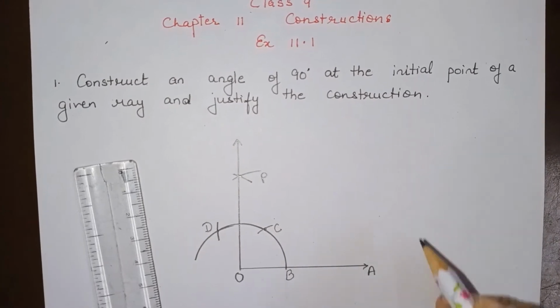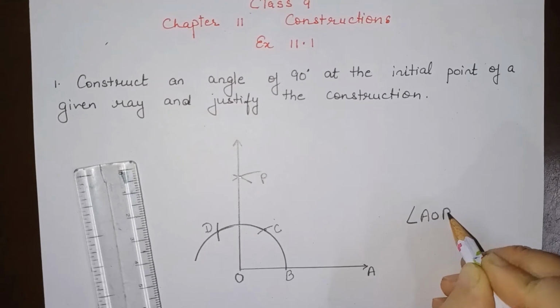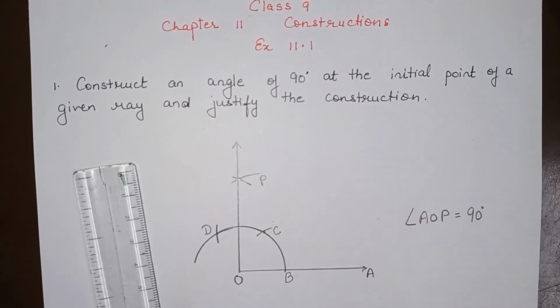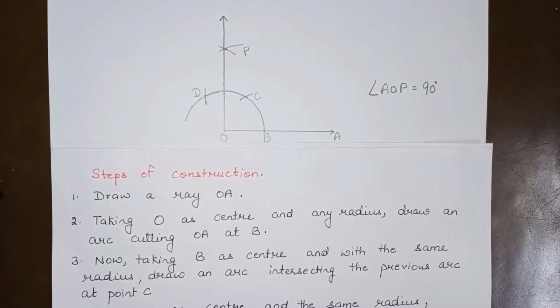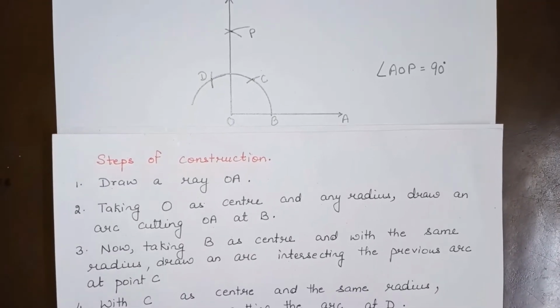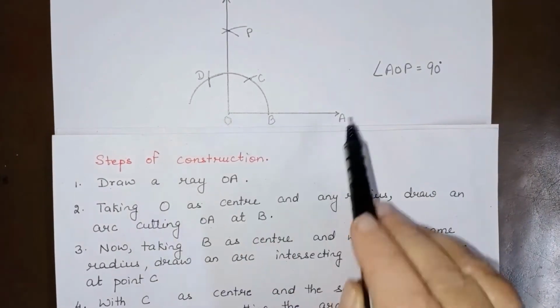So we can write here angle AOP equals 90 degree. Right? So let us revise what we have done by writing the steps of construction. These are the steps of construction. The first step is draw a ray OA. So this is the ray OA that we have drawn.